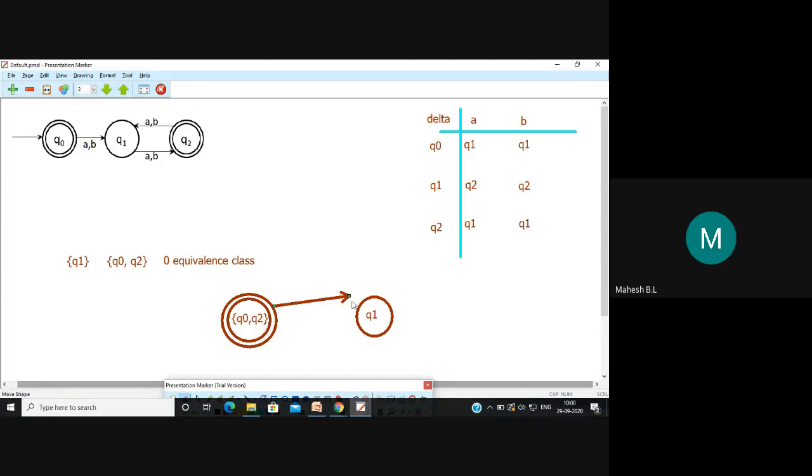Let's say Q0, Q2 on A, both of them make a transition. Q0, Q2 on B, both of them make a transition to which one? Q1. So in both cases, the transition is from Q0, Q2 to Q1, which is labeled as A comma B. For both the symbols, the transition is from Q0, Q2 to Q1.